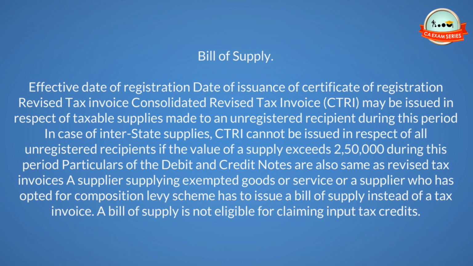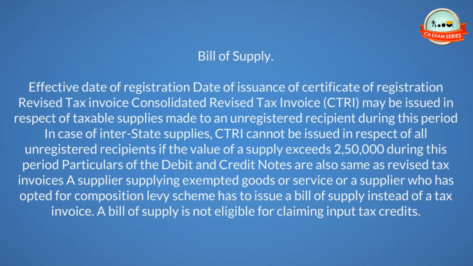Revised tax invoice. A consolidated revised tax invoice, CRTI, may be issued in respect of taxable supplies made to an unregistered recipient during this period. In case of interstate supplies, CRTI cannot be issued in respect of all unregistered recipients if the value of a supply exceeds Rs. 2,50,000 during this period. Particulars of the debit and credit notes are also the same as revised tax invoices.